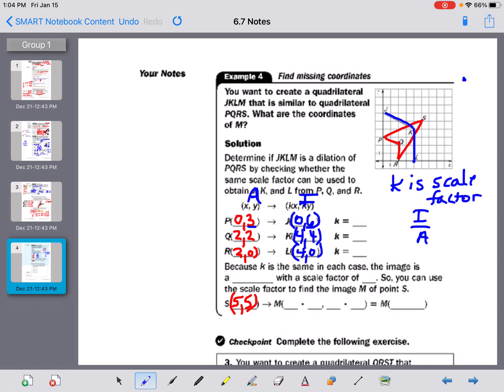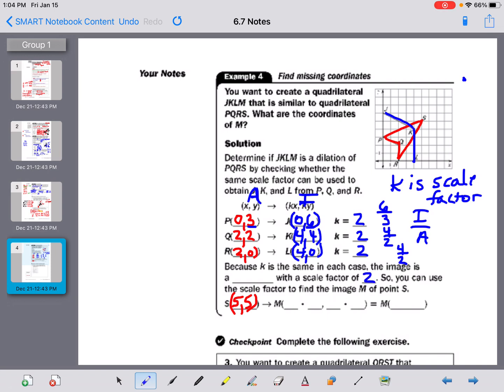J and P, I see my Y is 6 on my image and my Y is 3 on my actual. 6 divided by 3, I think I get a 2. Let's check it on the next one for Q. Well, since X and Y are both 4, I can just check it once. 4 on my image, 2 on my actual, I divide and I get 2. Now my last set of points are in L. My image number is 4 on the X, and on the X on the actual is 2, and I get 2. I think I can pretty confidently say that my scale factor is 2, okay?